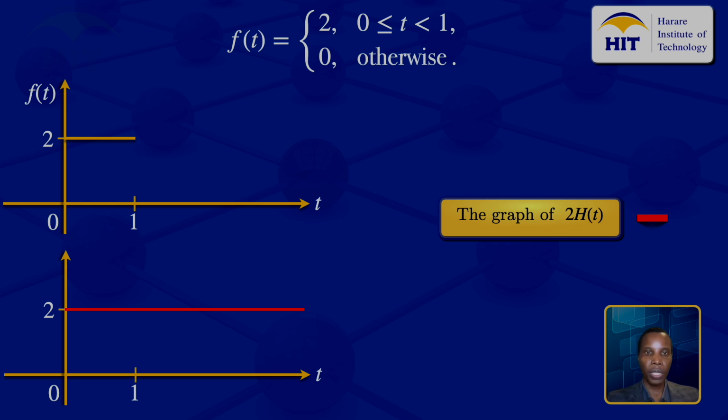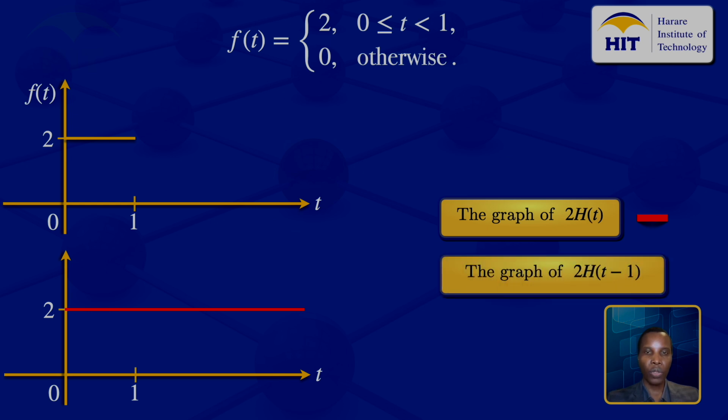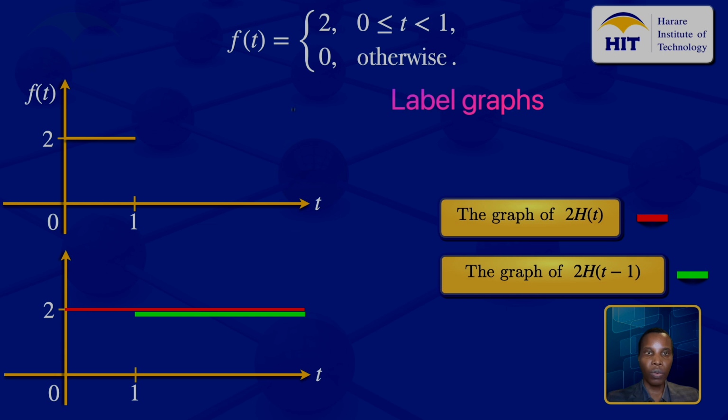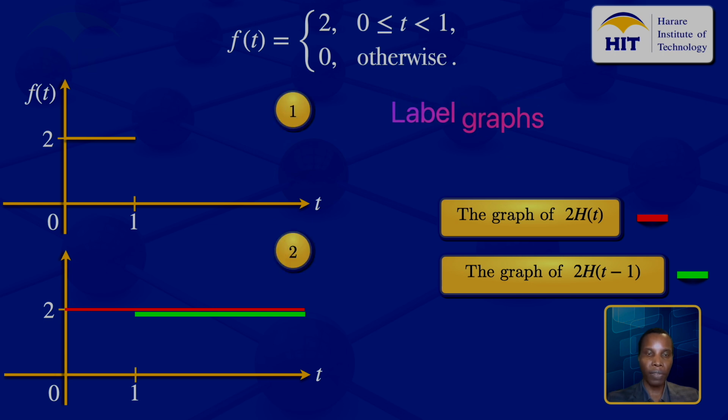So that's the 2h of t there. And then I'll go on and draw the graph of 2 multiplied by h of t minus 1. That's the graph of h of t shifted by 1 unit to the right. So I will represent it by a green line there. That graph, the green one, is the 2h of t minus 1. I will now go on and label my graphs. The one on top, I'll call graph number 1, and the second one below, I'll call graph number 2.